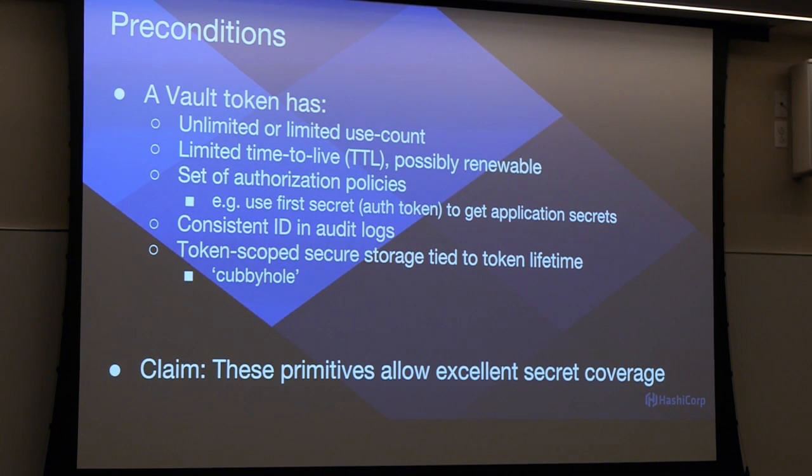So for instance, you use that first token to get application tokens. A consistent ID and audit logs: you can track what a particular Vault token did the whole time. And it has something that's really important, which is token scoped secure storage. I can use a token and write a value into this thing called the token's cubbyhole. And that is something that no other token within Vault can do. Only if you know that token ID, you have that session cookie, can you actually read and write that space. So my claim is that these primitives allow excellent secret coverage when you want to get a secret from point A to point B.